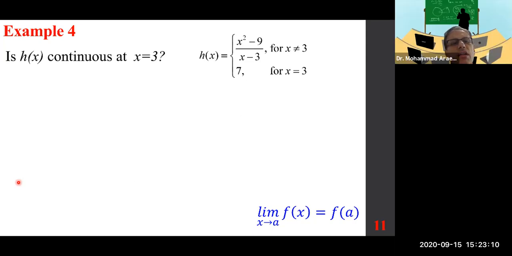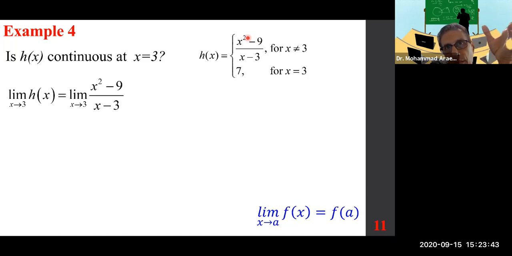Is this function discontinuous at x equals 3? We are seeing the same type of question, so you have to look at the limit from the left and right. You have to look at the functional value, and if the two are identical, then it becomes continuous. So let's find out. To take the limit as x approaches 3, because x is not equal to 3, that means from the left and right we use the same thing. So let's do that.